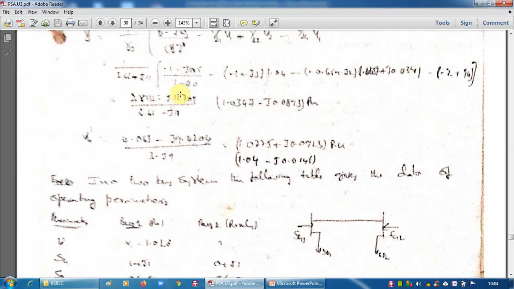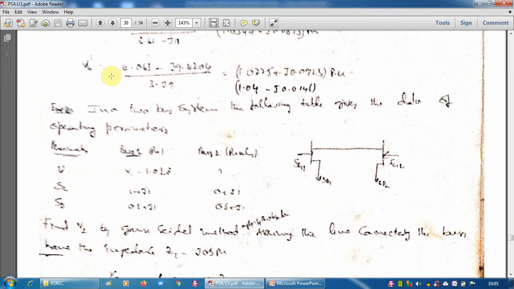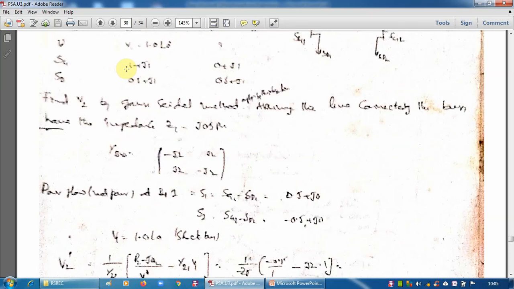In the next iteration, the same thing we have to repeat. It may happen that the value of Q comes within the limits. In that case, we can again take that bus as a PV bus and proceed. So like that we have to take. So that is the procedure for the Gauss-Seidel method when all the buses are present.